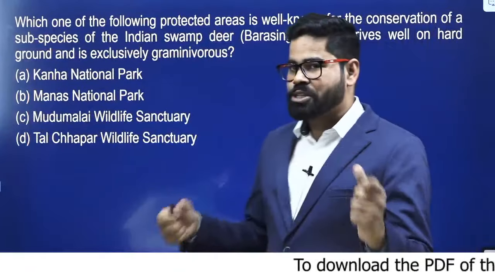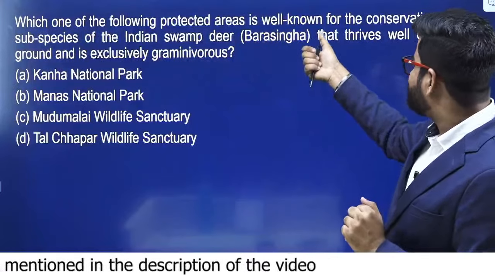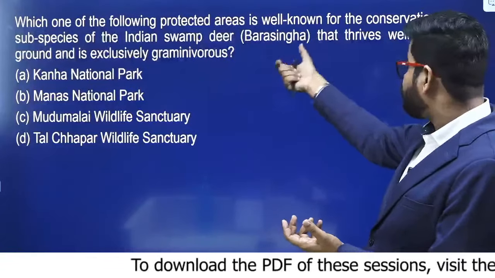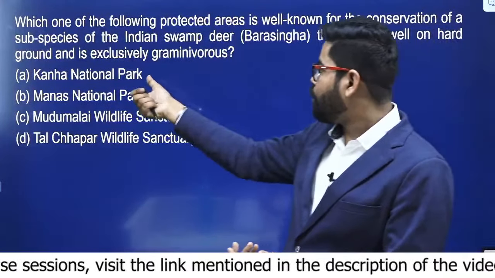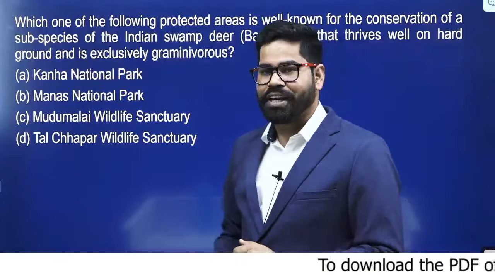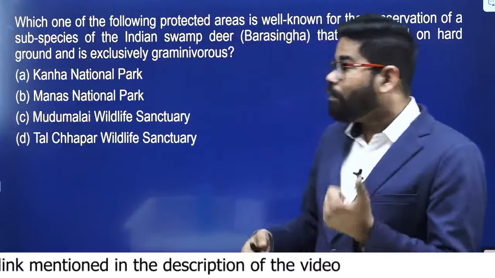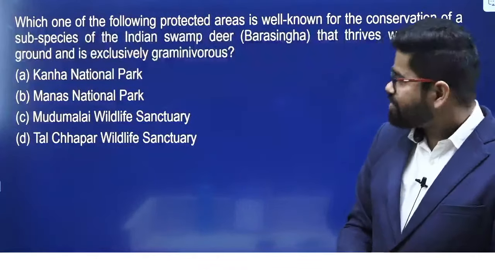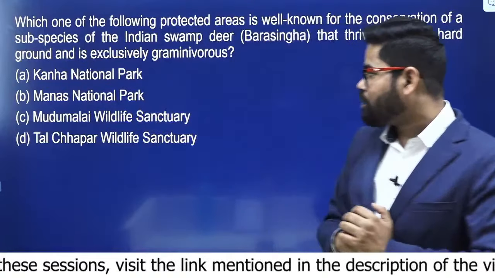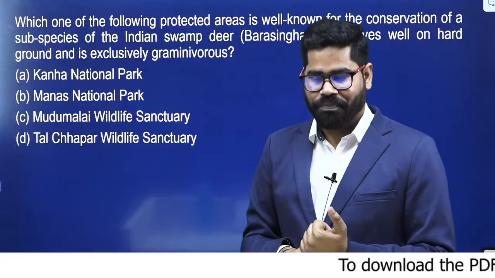Now this is related to the species part. Here there is one question. Which one of the following protected areas is well known for the conservation of a subspecies of the Indian swamp deer, Barasingha, that thrives well on hard ground and is exclusively graminivorous? So this was one question, that in which national park we have this prevalence of the Barasingha. Can you give me the answer of this question, that where we find Barasingha in India? We have these 4 options: Kanha National Park, Manas National Park, Mudumalai Wildlife Sanctuary and Tal Chhapar Wildlife Sanctuary.